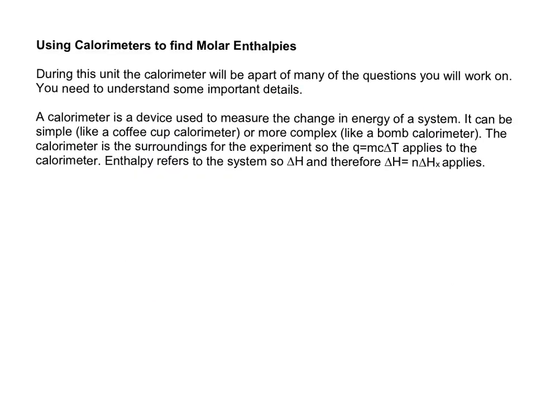We can use calorimeters to find molar enthalpies, so this is an experimental technique. During this unit, we're going to use the calorimeter quite a bit, and you're going to need to understand some important details. A calorimeter is a device used to measure the change in energy of a system. So it allows us to measure the change in temperature. You can have simple calorimeters like a coffee cup calorimeter, or more complex ones like a bomb calorimeter. You can look up pictures of those. The calorimeter is the surroundings for the experiment.